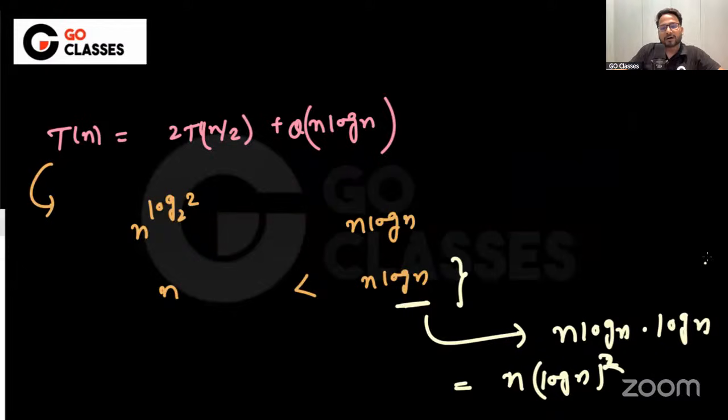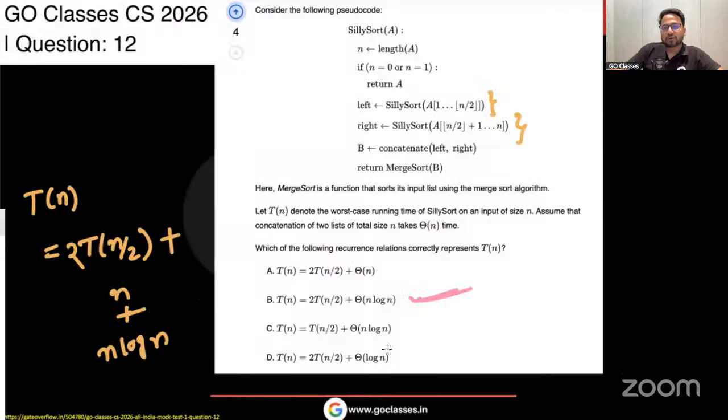But in the question they have not asked the time complexity. They have just asked for the recurrence relation. Actually, to be very honest, when I was making this question, at that time I thought that let me ask the time complexity directly.